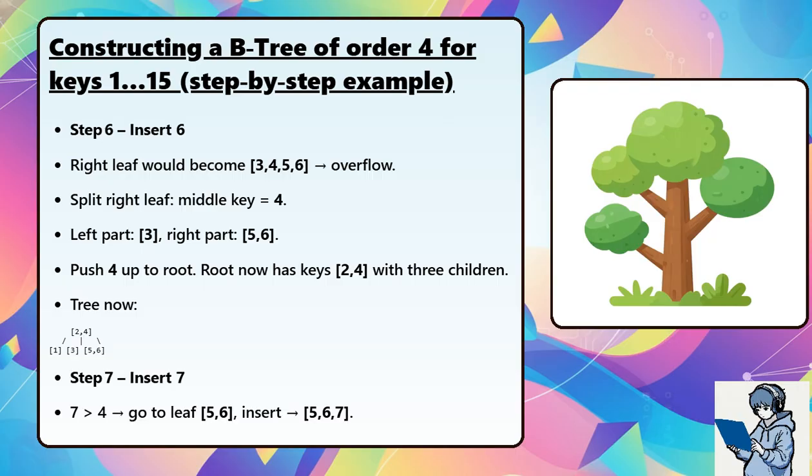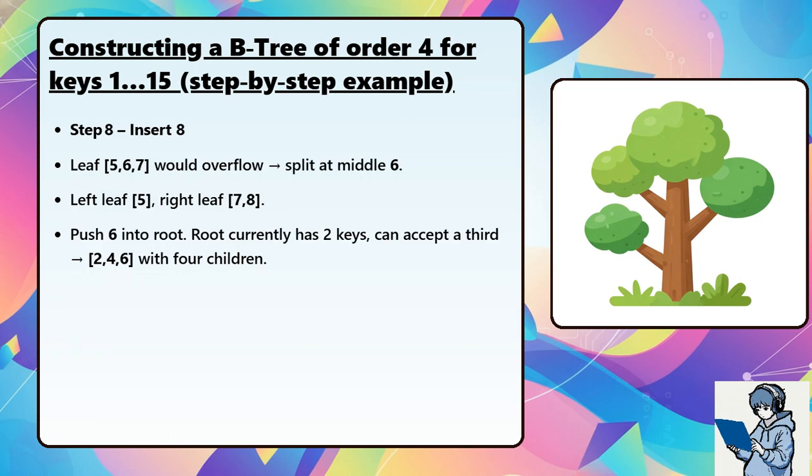Step 7. Insert 7. 7 is greater than 4, so go to the leaf containing 5 and 6. Insert 7, resulting in 5, 6, 7. Step 8. Insert 8. The leaf containing 5, 6, 7 would overflow, so split at the middle key 6. The left leaf becomes 5 and the right leaf becomes 7 and 8. Push 6 into the root.